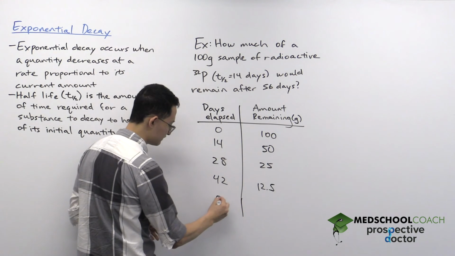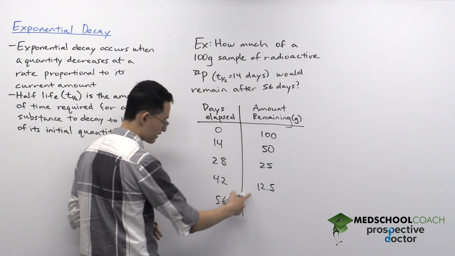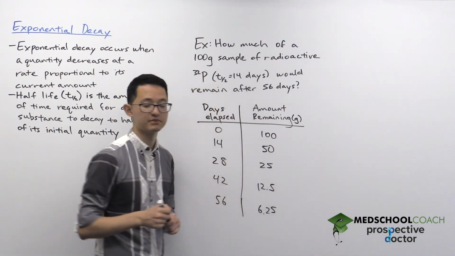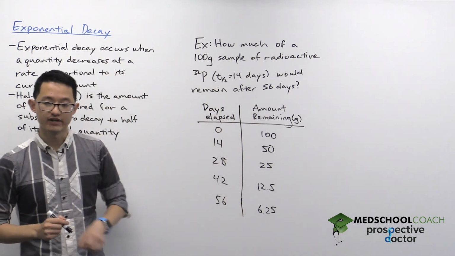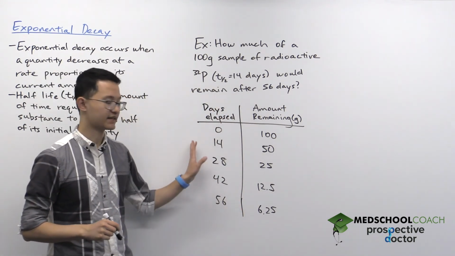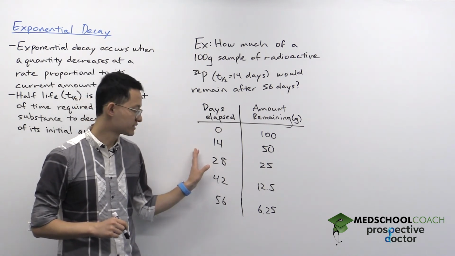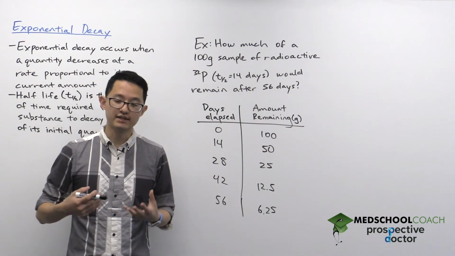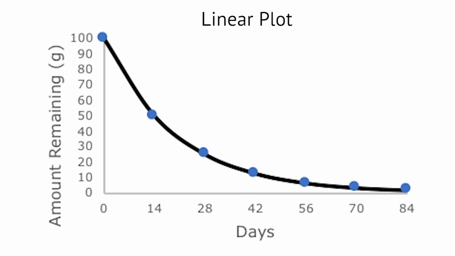And finally, 56 days is what we're looking for. So half of that will give you 6.25 grams. Now, if you actually do a plot of this, plotting on the x-axis the time that has elapsed, and on the y-axis the amount that you have remaining, you can plot this in a linear plot as shown, and you're going to see the typical exponential decay curve that you're used to seeing.